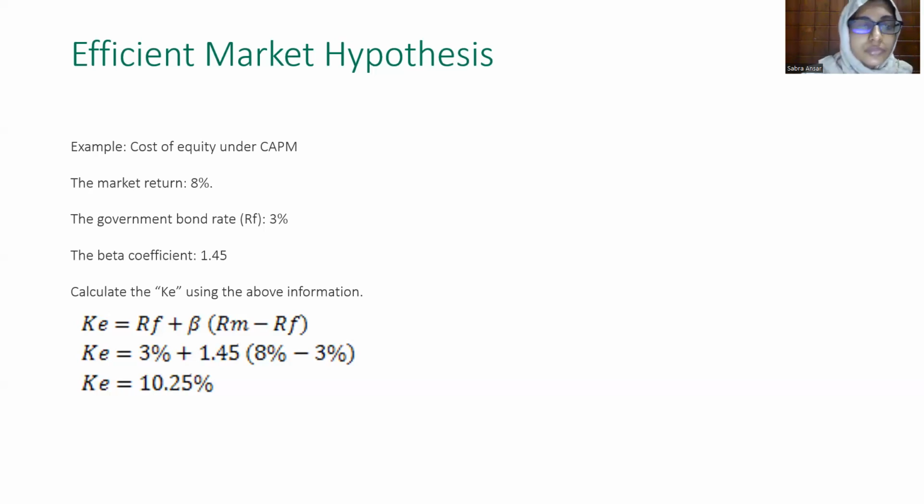Sorry. So 8% minus 3% is 5%, multiplied by 1.45, plus 3% becomes 10.25%. So the CAPM here would be 10.25.